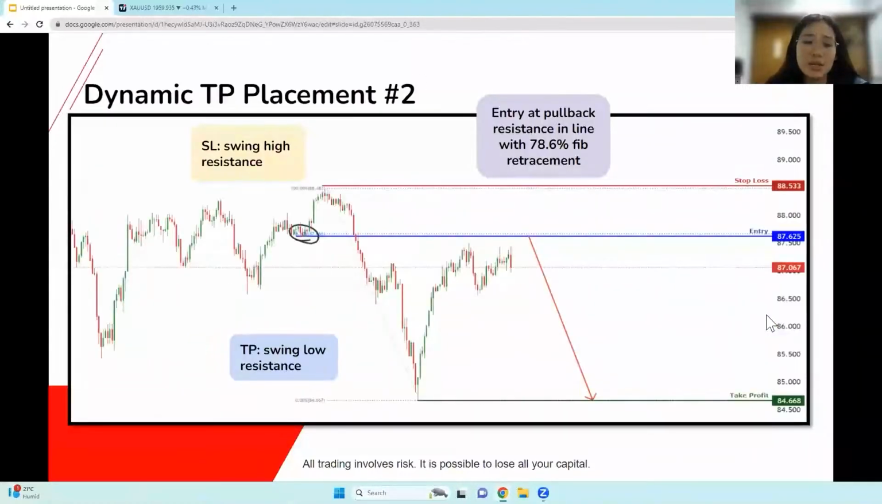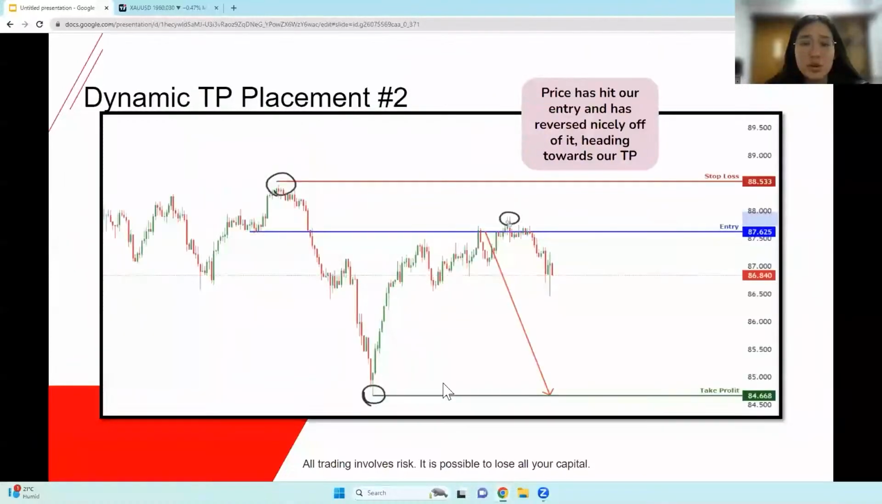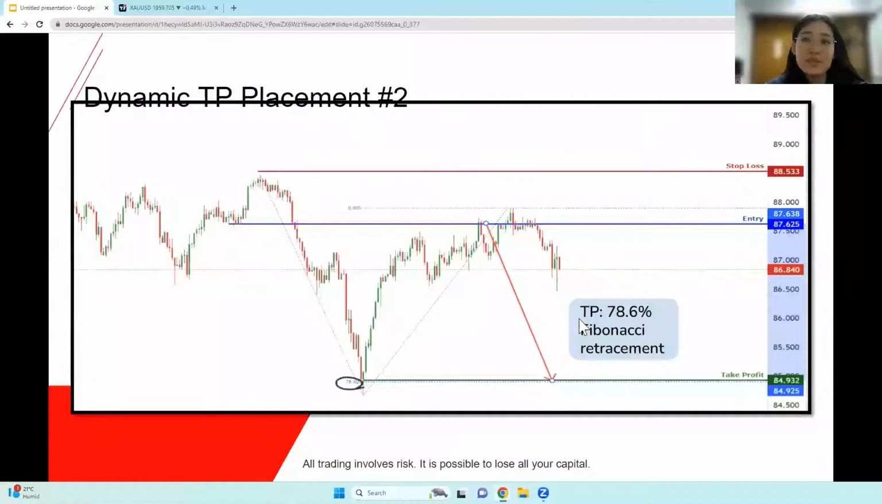Okay, another example here. So we expect price to bounce off of our entry at 87.625 over here, and the pullback resistance in line with this 78.6% Fibonacci retracement. Okay, and our stop loss is a swing high resistance, take profit is a swing low resistance, support. Okay, so price has hit our entry and has reversed nicely off of it, as you can see here, and is nicely heading towards our take profit.